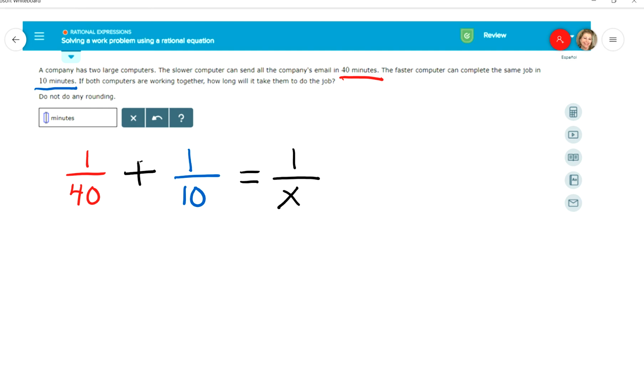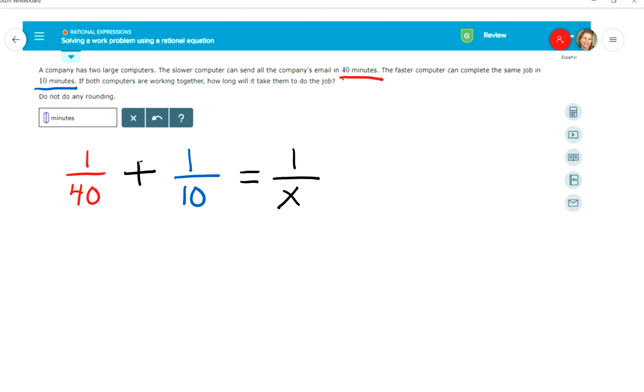If both computers are working together, how long will it take them to do the job? The first one's 1 out of 40, the second one's 1 out of 10. So if they work together, I'm looking for 1 out of what? And this is a rational equation.